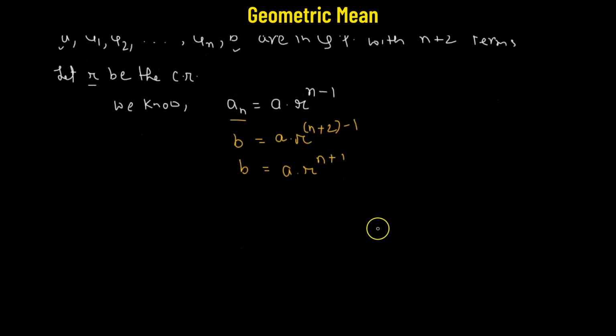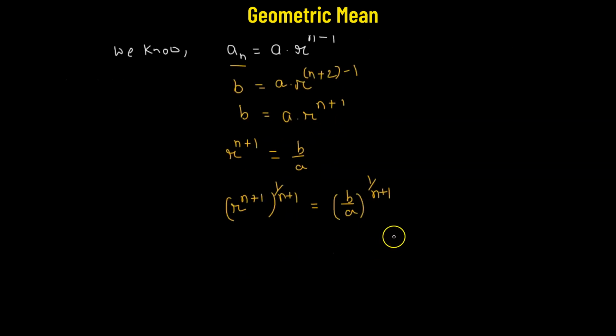Now we'll try to find the value of this common ratio. We can rewrite this equation as r raised to the power of n plus 1 equals b over a. Now we're going to take the n plus 1th root. That means we are raising both sides to the power of 1 over n plus 1, which will be equal to b over a whole raised to the power of 1 over n plus 1. This will give us the value of the common ratio. So our common ratio r is going to be equal to b over a whole raised to the power of 1 over n plus 1.